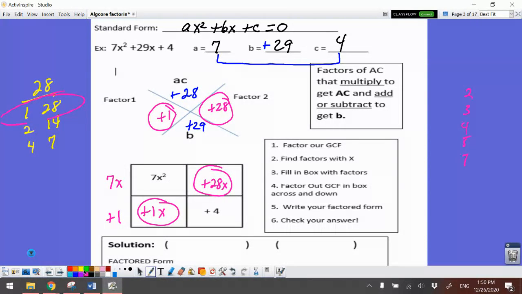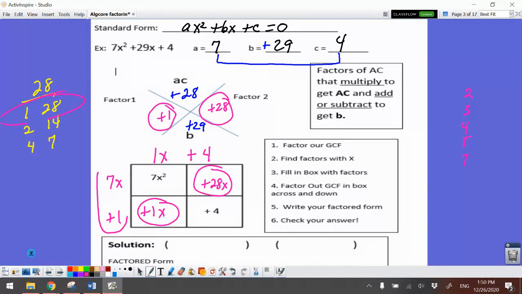Let's go across the top. A 7 and a 1. Yeah, the only thing I'm going to be able to take out is a 1 and an x. They both have x's. And then this last one, I see 28 and a 4. Well, I know I can divide that by 4. So I'm going to take out a 4. Okay, and I have my factored form at that point.